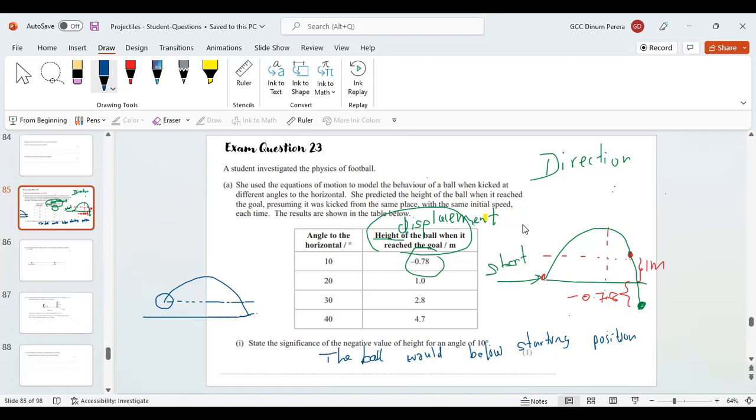So don't talk about the motion when you have to mention the height, guys. If it is height or horizontal distance, talk about the displacement. Displacement means position. Talk about the position.